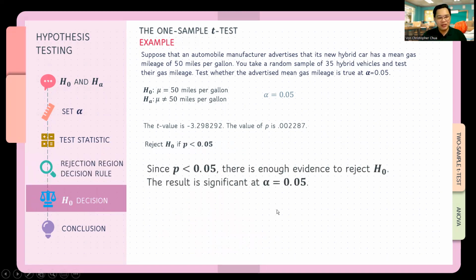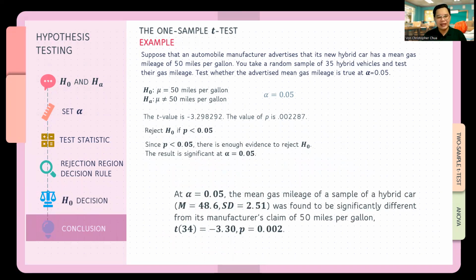Now that we have determined the rule to decide, we can now decide what we will do with the null hypothesis, whether or not we will reject it. And we say that since p is less than 0.05, p specifically is 0.002, and that's less than 0.05, then there is enough evidence to reject the null hypothesis. And the result is significant at alpha equals 0.05.